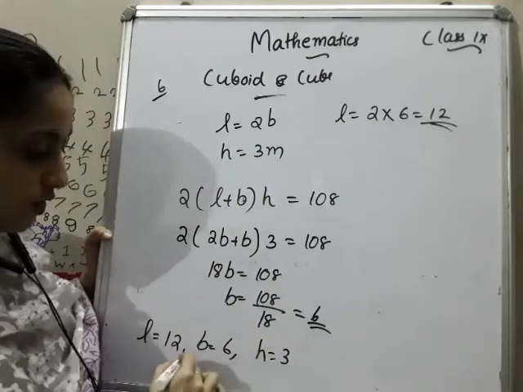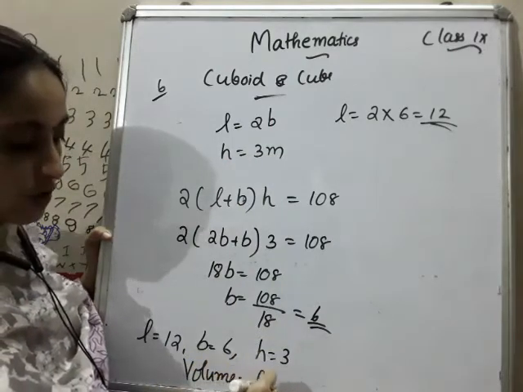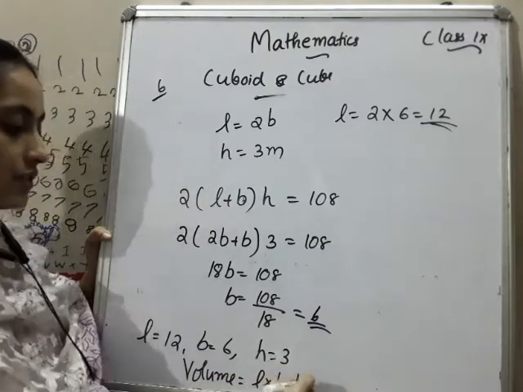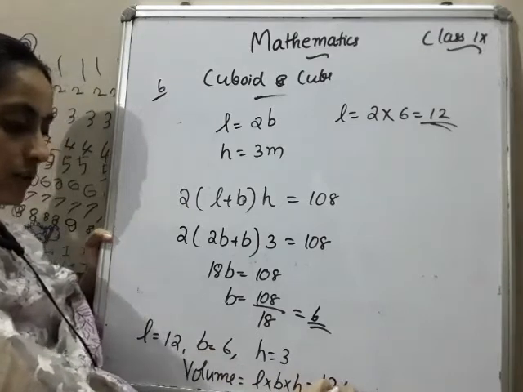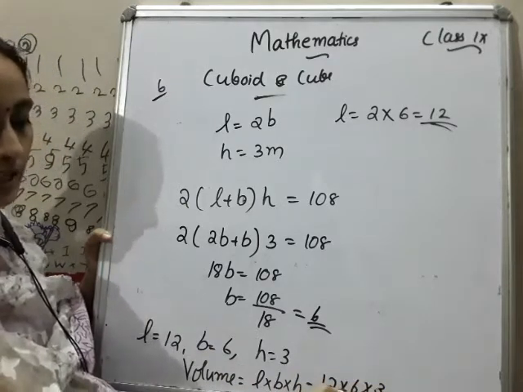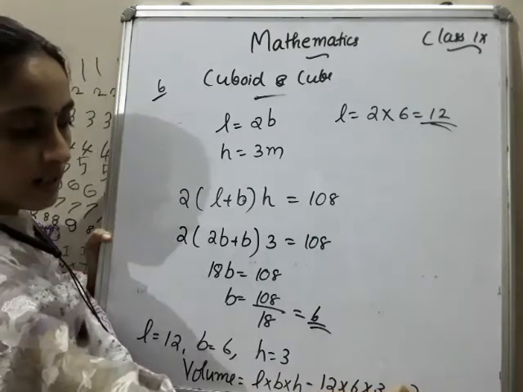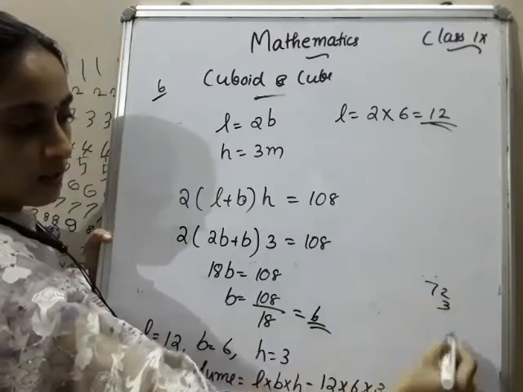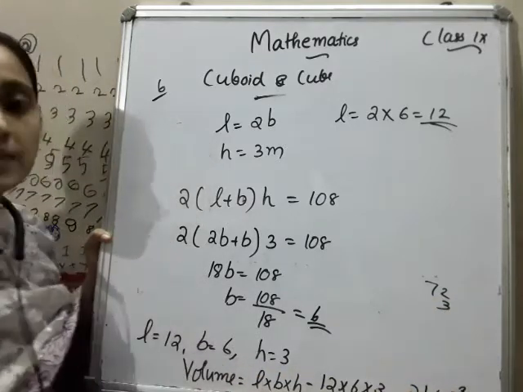So you got length is equal to 12, breadth is equal to 6 and height is equal to 3. So how will you find the volume of a cuboid? Length into breadth into height. So that is equal to 12 into 6 into 3. So 12 into 6 is 72. 72 into 3 is 216 meter cube. That is our answer.